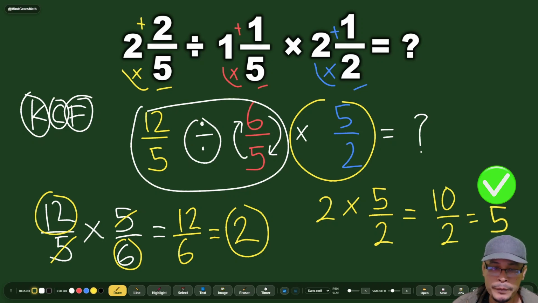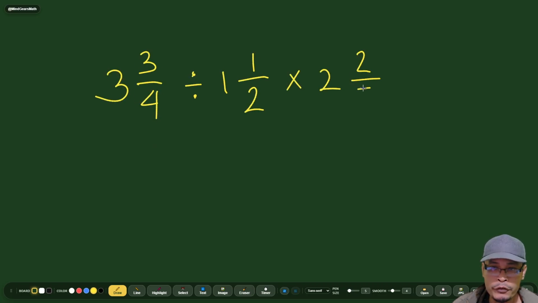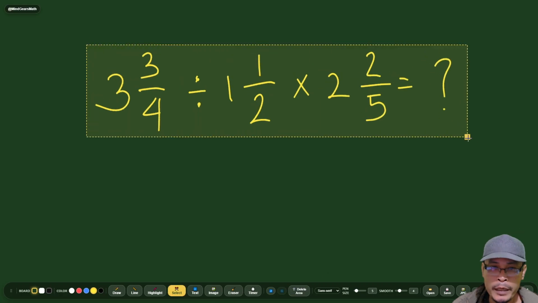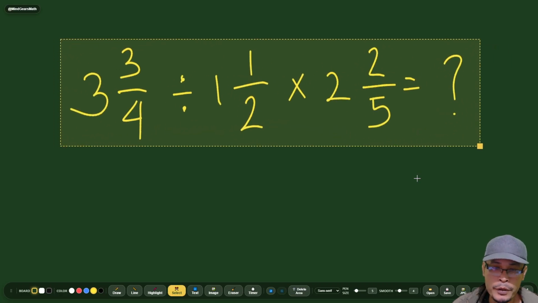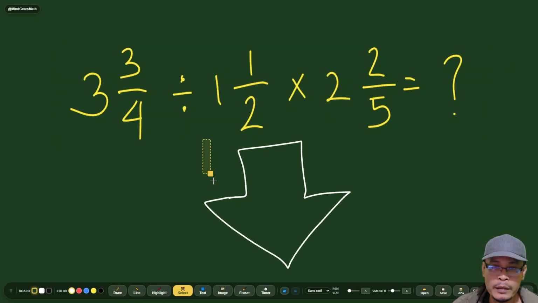Now your turn. On the screen, 3 and 3/4 divided by 1 and a half multiplied by 2 and 2 over 5. Same trap, different numbers. Drop your answer in the comments. I'll pin the correct one.